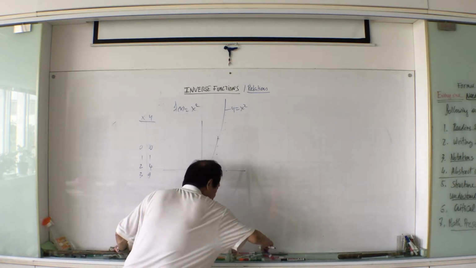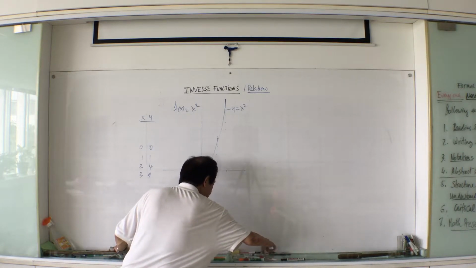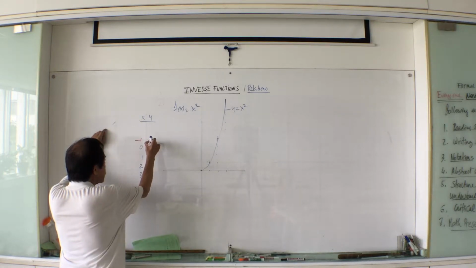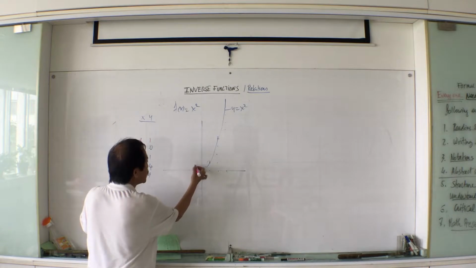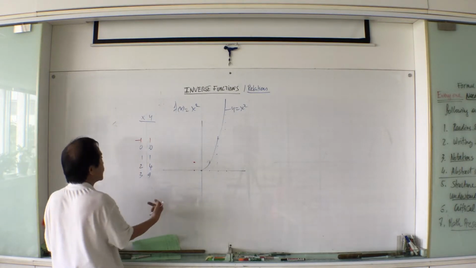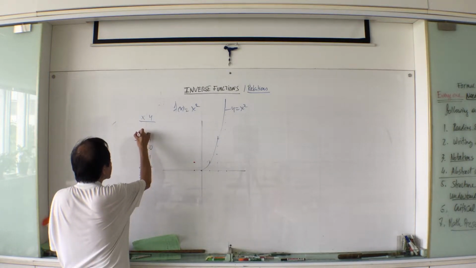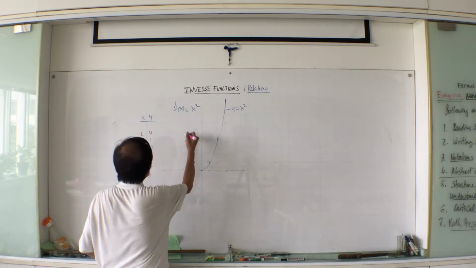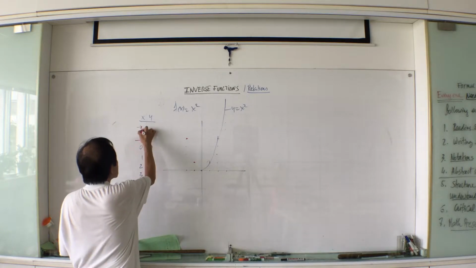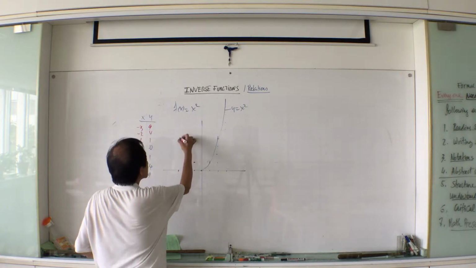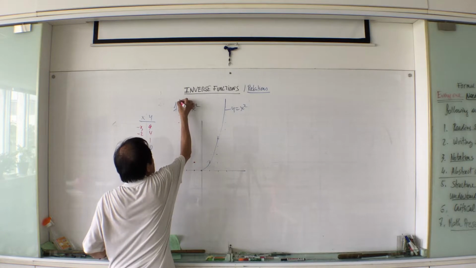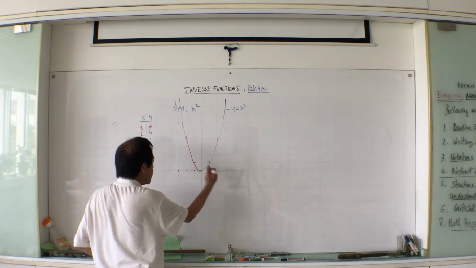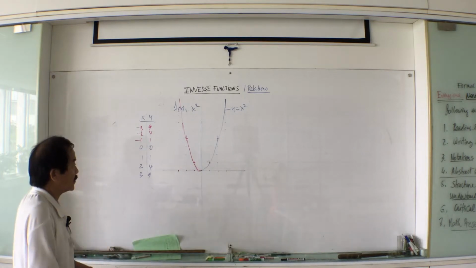I use a different color. So for negative x, I got negative 1, y still 1, right? So negative 1 and y equals 1. So I get that point. Then I have negative 2, y equals 4. Negative 2, 1, 2, 3, 4. Then negative 3, y equals 9. So 3, 4, 5, 6, 7, 8, 9. So I got this part here. So this one makes a full y equals x squared, right? From the left to right.